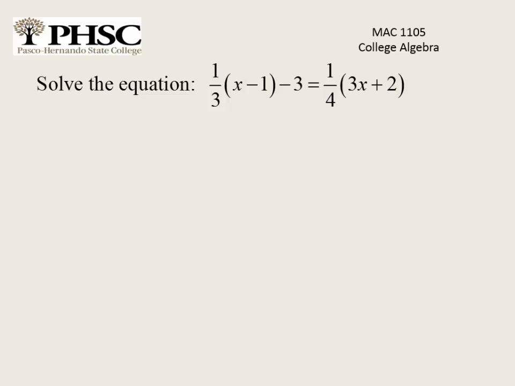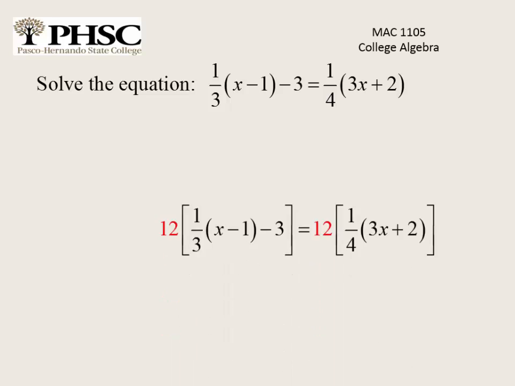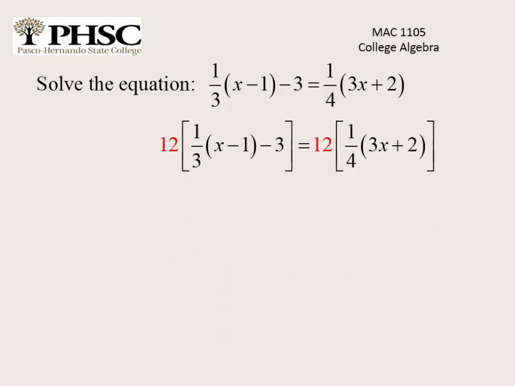Here we have another linear equation, and we're going to solve this one. This is 1/3 times (x minus 1) minus 3 equals 1/4 times (3x plus 2). The first thing we do is multiply both sides by 12. The reason we do that is because the common denominator between 3 and 4 is 12. By multiplying both sides by 12, we're able to get rid of the fractions.